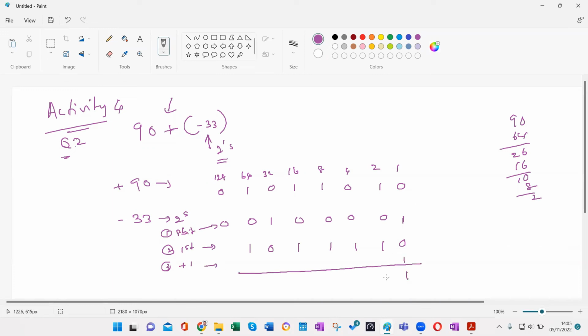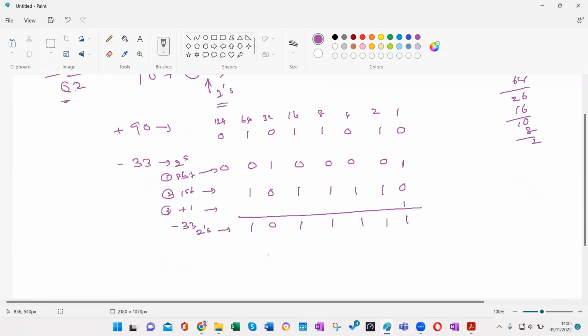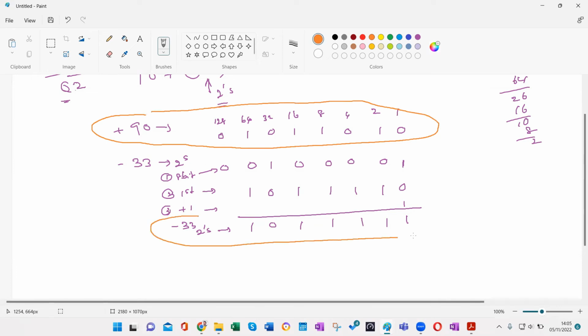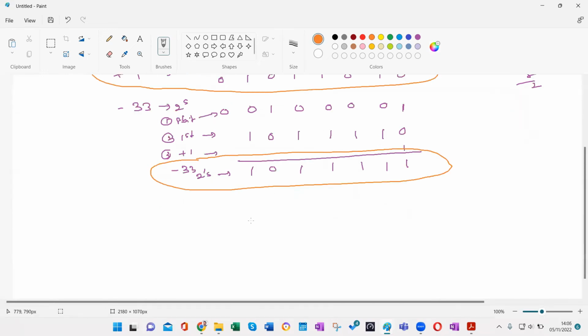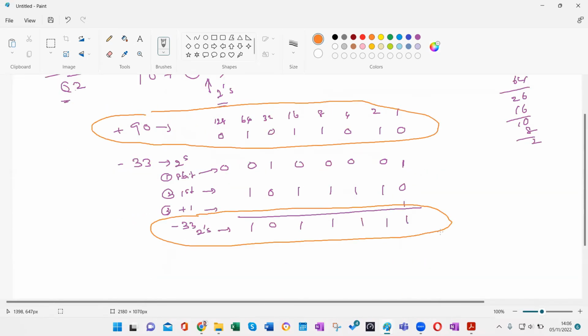0 plus 1 is 1. Here it's 1, 1, 1, 1, 0, 1. So this is the 2's complement of minus 33. Okay, is that clear? Right, now we have got plus 90 in binary, and we have got minus 33 in 8-bit binary. What do you have to do next? We have to add these two numbers.